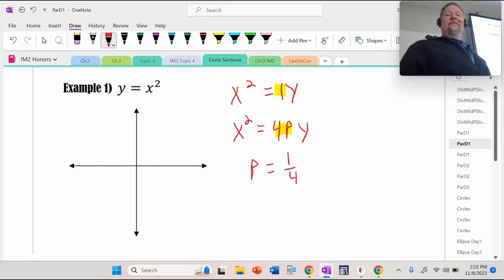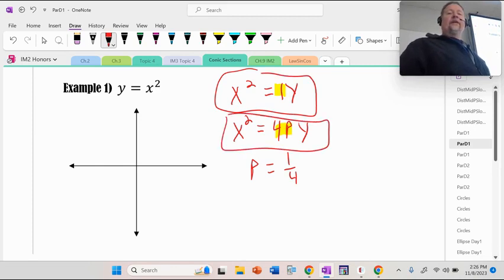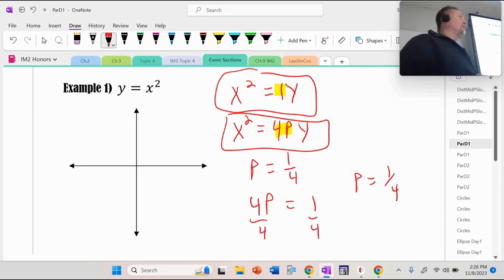Here's the equation. Here's what it's supposed to look like. 1 is in the 4P position. What is P? Set those two positions equal to each other and solve. This is why this one isn't the greatest. We're going to have a lot of fractions here going on. So P equals 1/4.